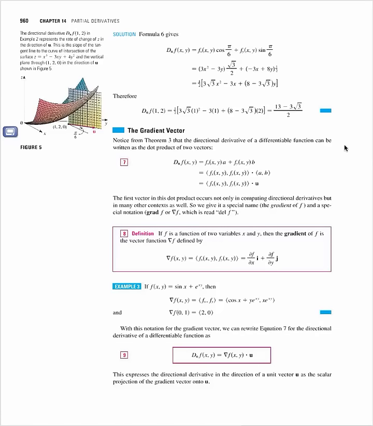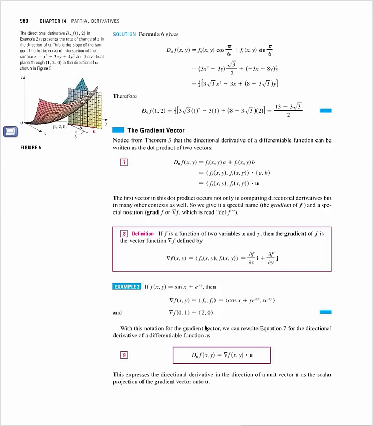And the gradient vector is an important vector. The symbol that we use for the gradient is this upside-down triangle. It's usually called del, although I've also heard it pronounced nabla. I don't know where that comes from. But anyway, it's a vector whose first entry is the partial derivative of f with respect to x, and the second entry is the partial derivative of f with respect to y. Example 3 shows computation of a gradient and computation of a gradient at a point.